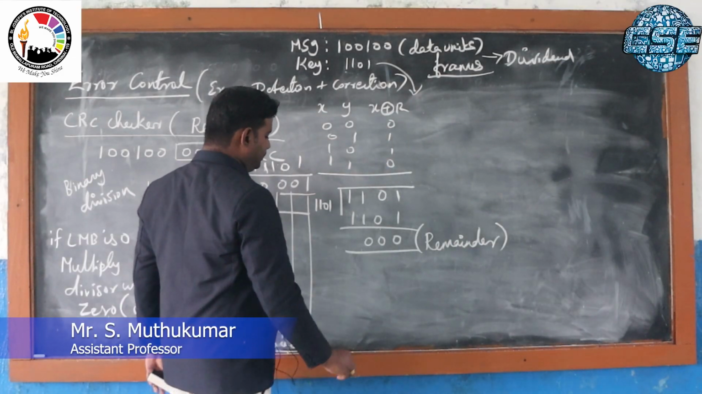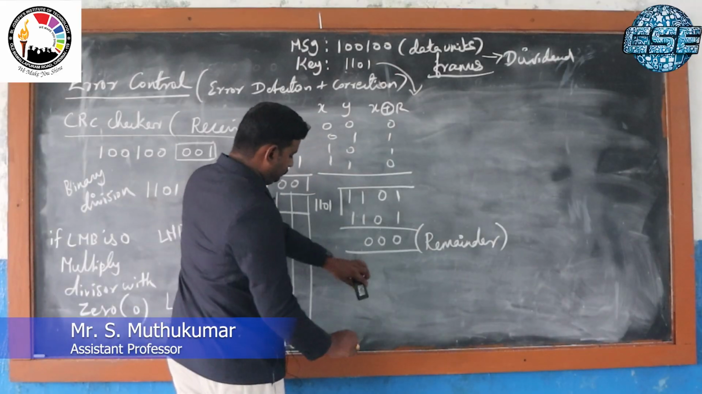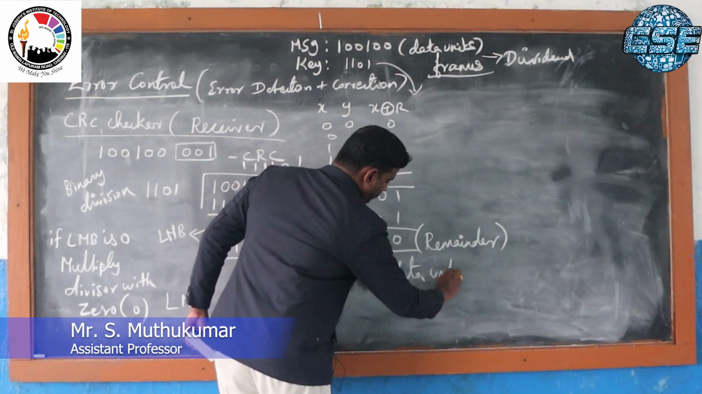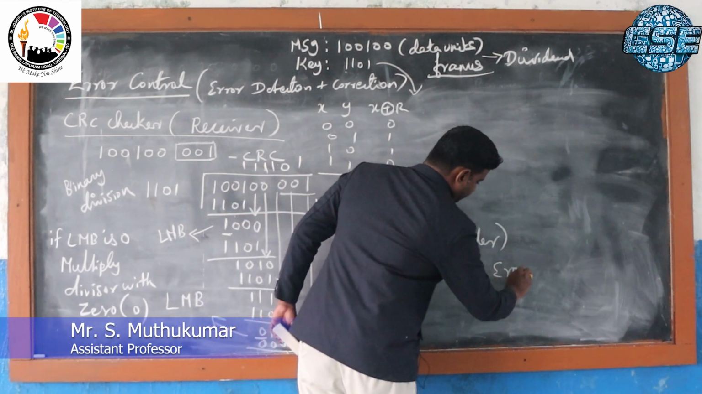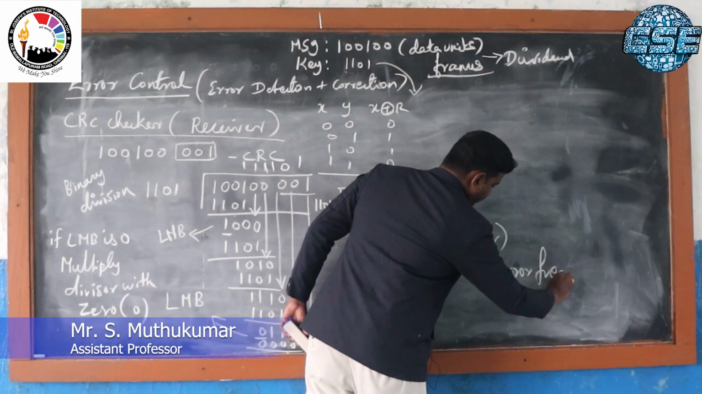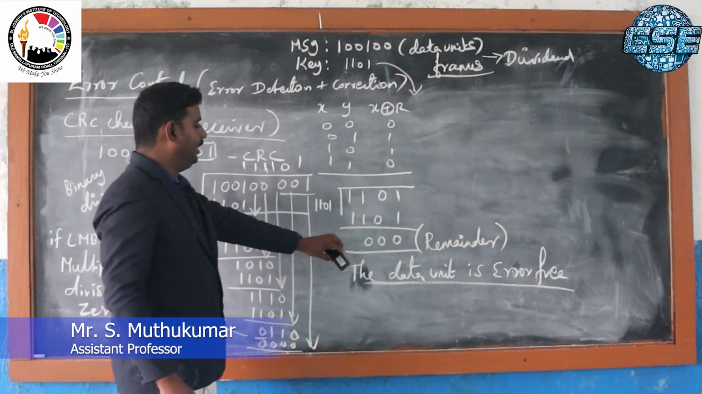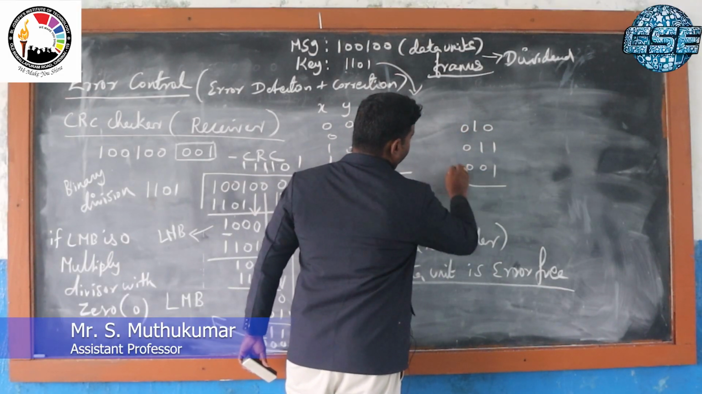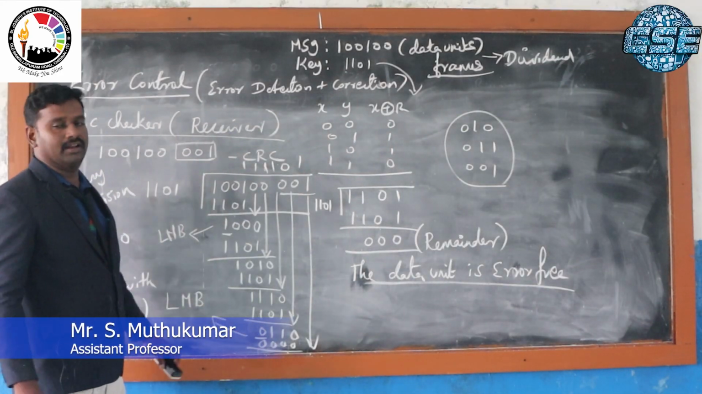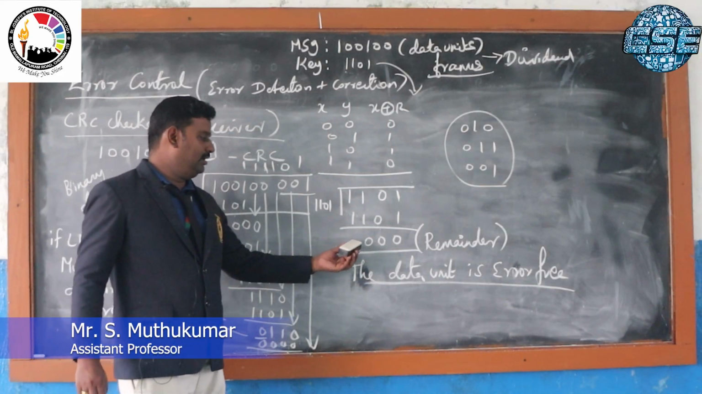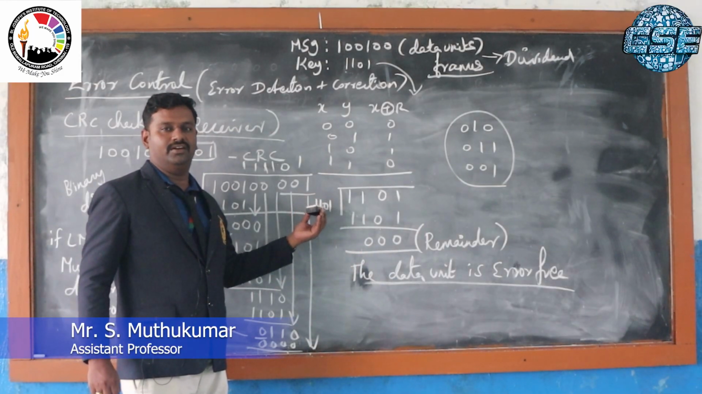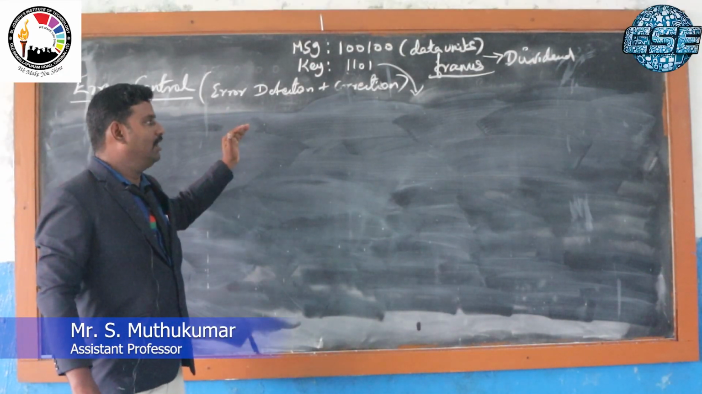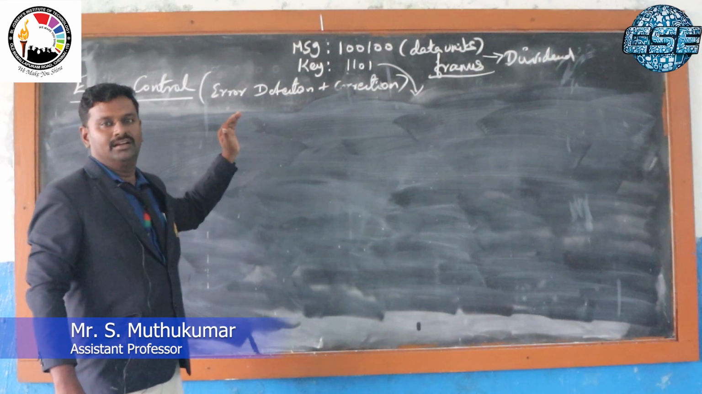If the remainder is 0, the data unit is error free. If you get any remainder values like 0 1 0, or 0 1, or 0 0 1, that means it consists of errors. So you can easily find out whether an error is present in the data unit or not. We have discussed one exercise problem for CRC detection and how to handle errors in a message.